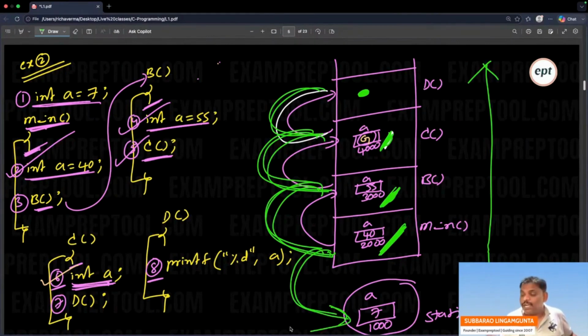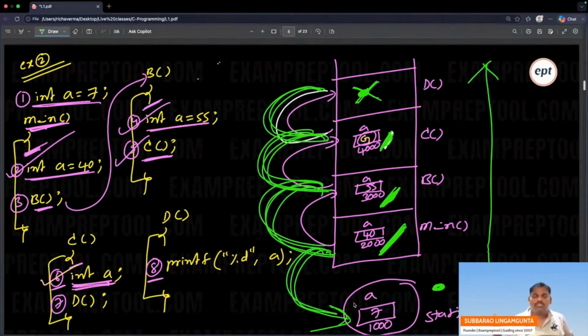But in the case of static scoping, if it is not there, it will directly print global. But dynamic scoping will first check the closest one. If not there, the next closest one, and so on.